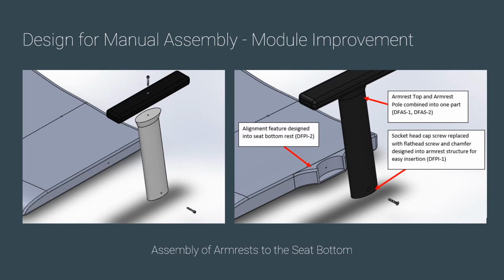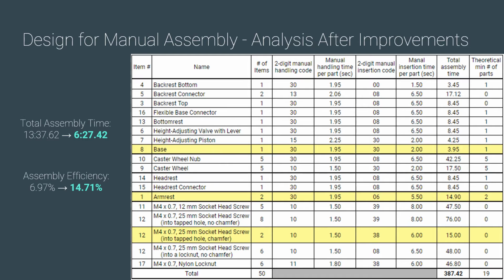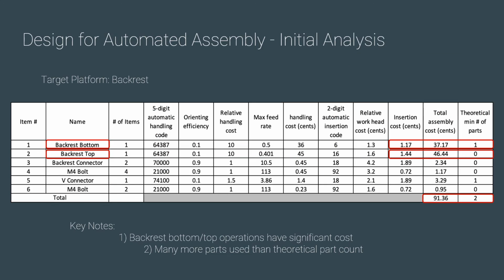The assembly of the armrest module to the seat was also looked at for improvement. Design actions included combining the top and pole of the armrest into one part to reduce part count, as well as incorporating an alignment feature to the seat bottom and a chamfer to help with bolt alignment. In total, these savings bring the assembly time down to 6 minutes 27.42 seconds, with an assembly efficiency improvement from 6.97% to 14.71%.